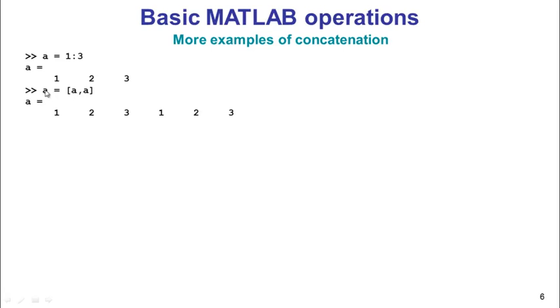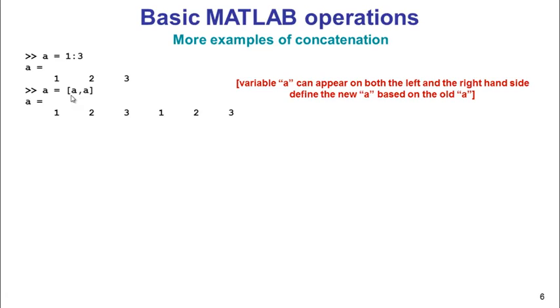The whole idea is that what you get on the left-hand side is what you get new, and on the right-hand side is something that you already have. So variable a can appear on both the left and right-hand side. This is a way of defining the new value of a based on the old value of a. So we can also say a equals a comma 9. That's going to take our previous version of a, 1, 2, 3, 1, 2, 3, and then stick a 9 on the end of it. So now we have a variable that has 1 row and 7 columns.